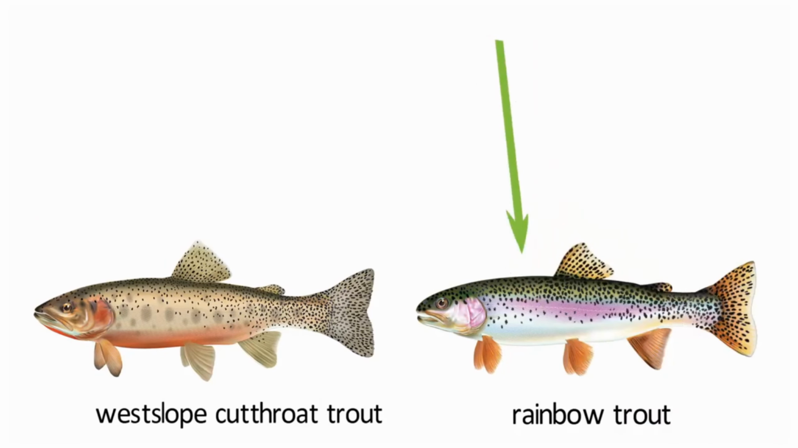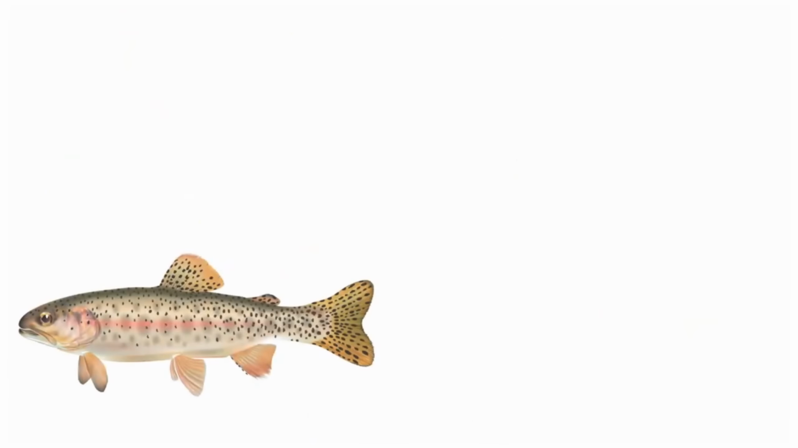Rainbow trout may or may not feature a red stripe down the side of the body, but they typically have even spotting patterns along the back. West Slope cutthroat trout spotting patterns are sparse towards the head.